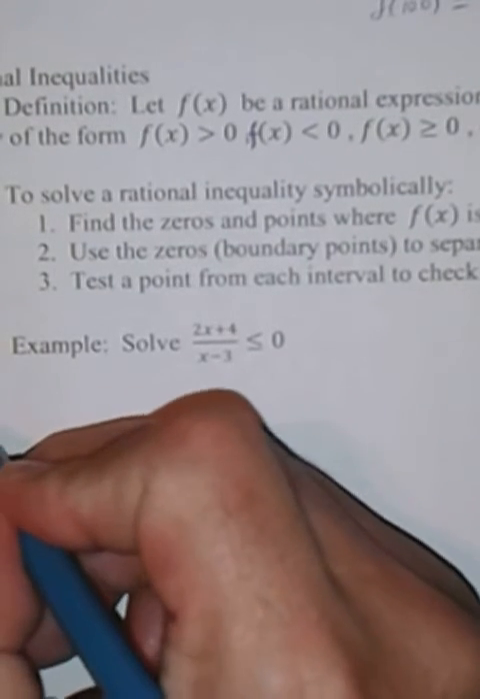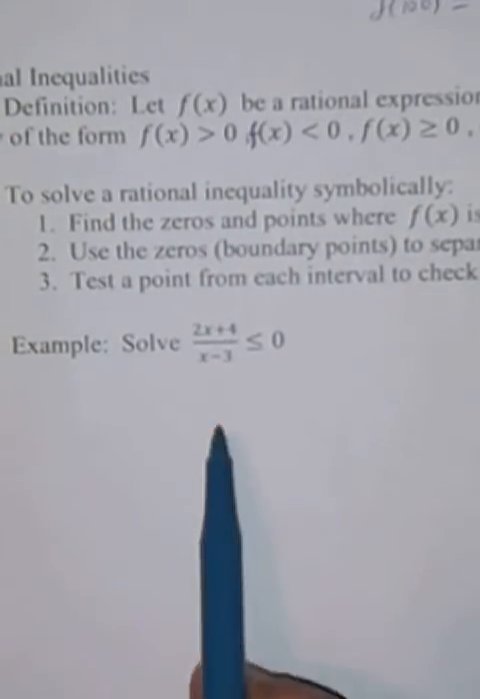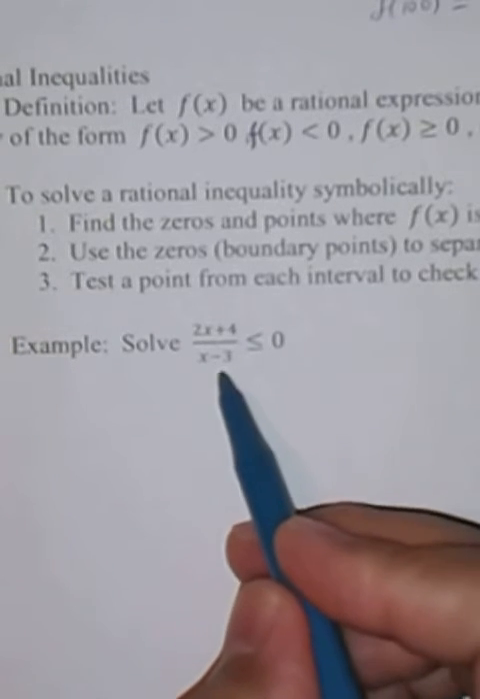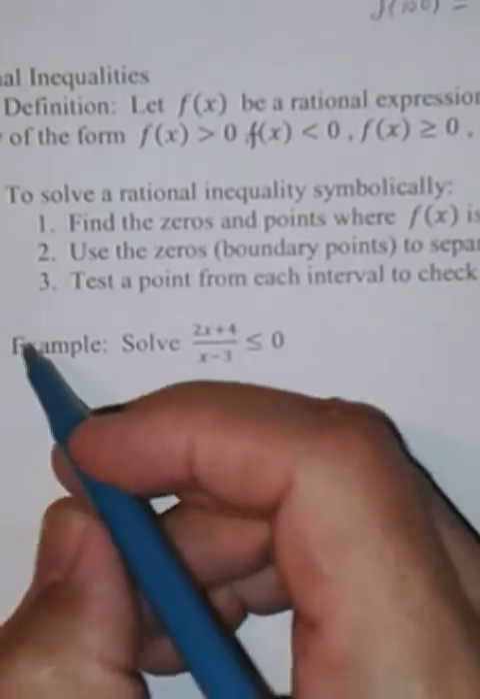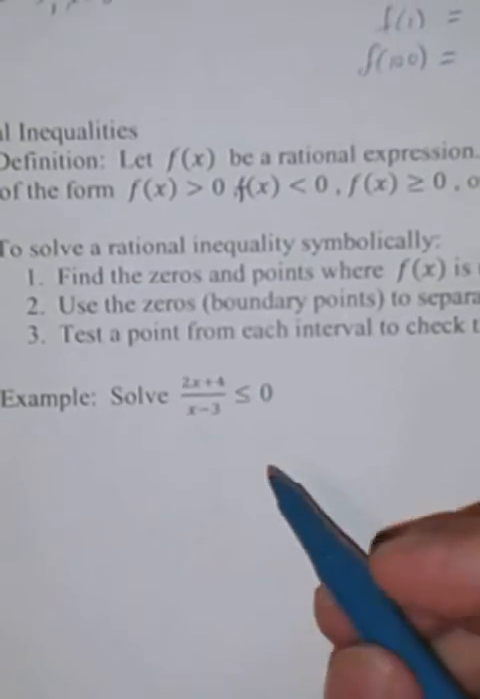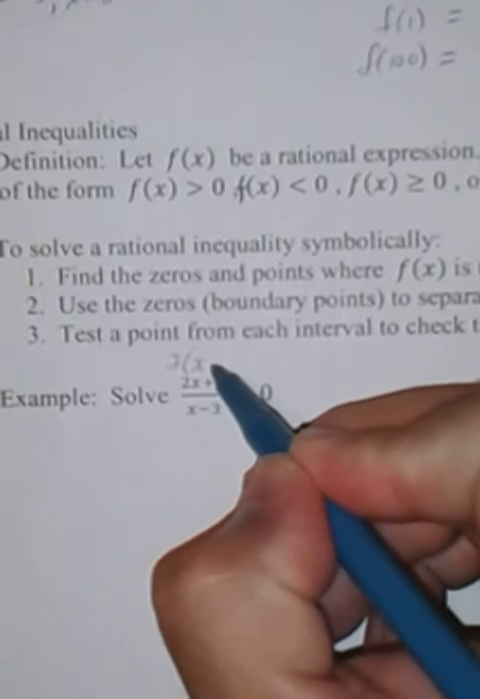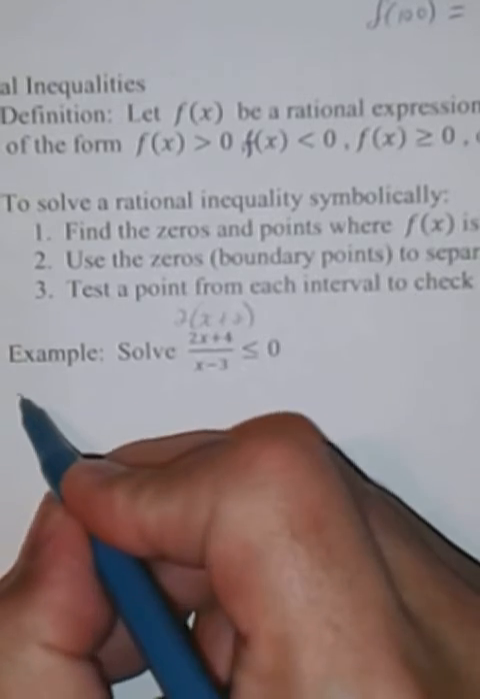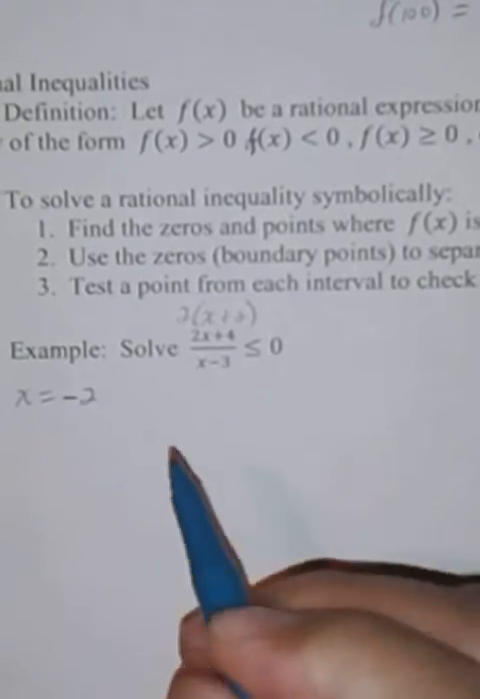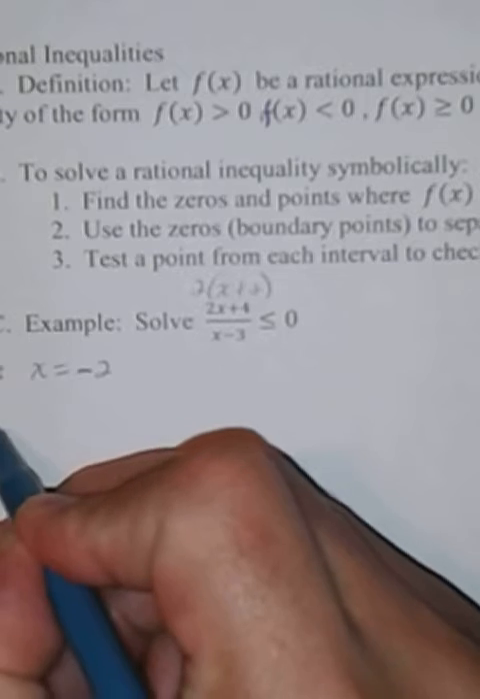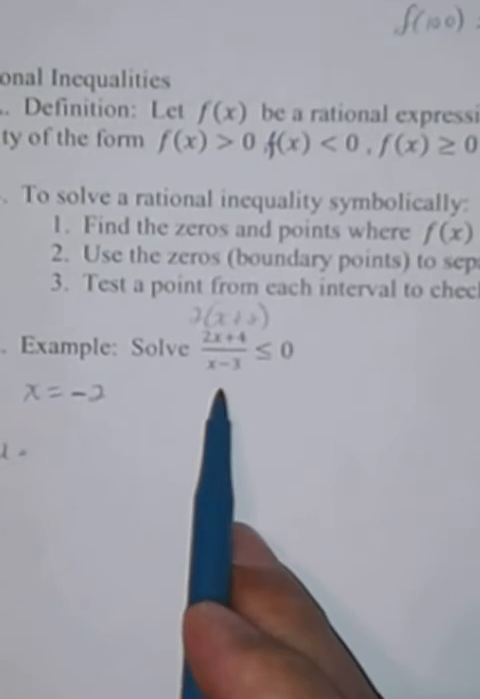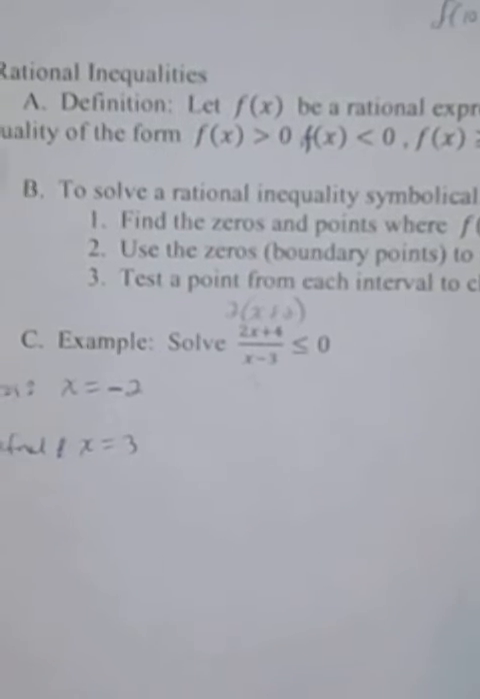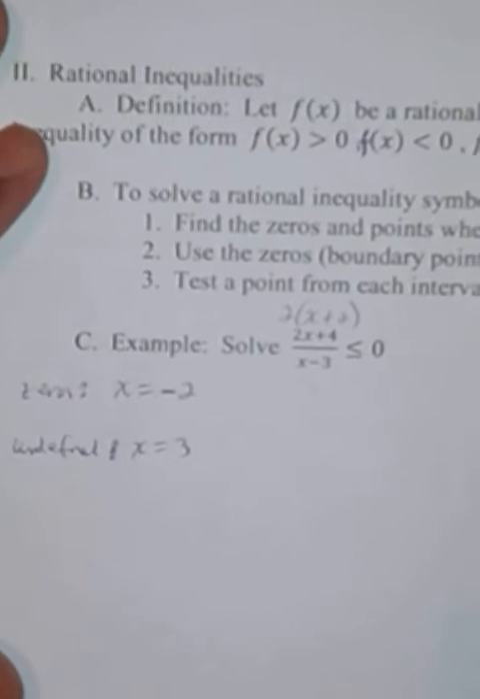Okay, so zeros, where do the zeros of this function come from? Well, from the top really. Or you could write it equal to 0, and if you multiply by x minus 3, you get 2x plus 4 equals 0. In fact, I'm going to factor this, and it'll make it a lot easier to see. 2 times x plus 2. So the zeros would be x equals negative 2. That's all the zeros there are. And it's undefined at x equals 3. Okay, so those are my two boundary values, x equals negative 2 and x equals 3.